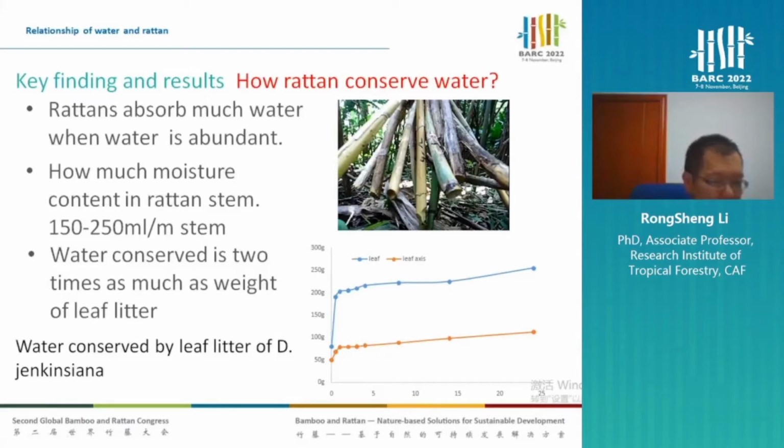We also measured how much water can be conserved by rattan litter. The measurement shows that rattan litter is able to hold water as much as two times its own weight. Water in the wet season is conserved longer into the dry season. So in the ecological aspect, rattan has functions of peak shaving and water refilling in terms of water, along with other plants in the forest. This is the ecological contribution of rattan in terms of water.